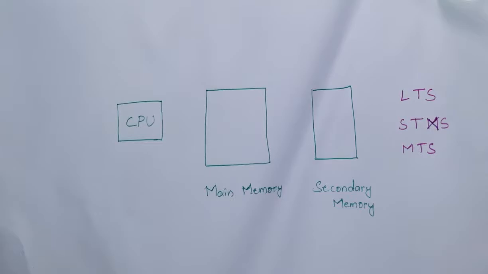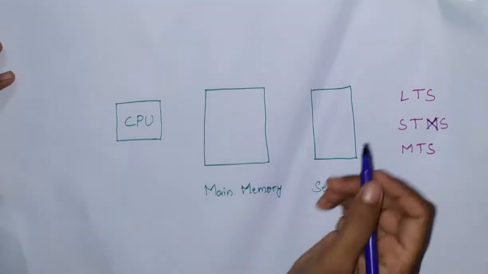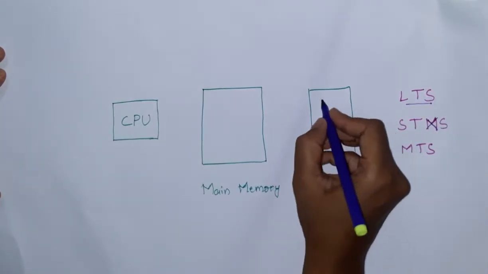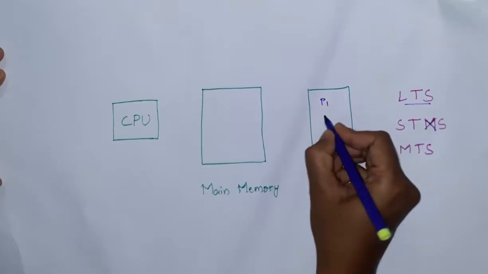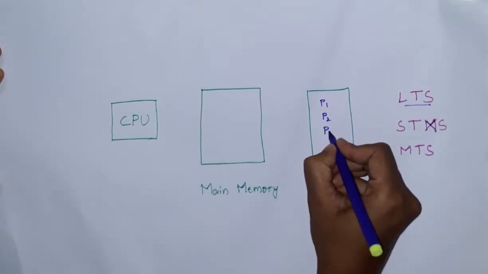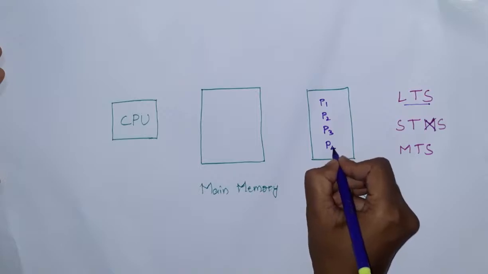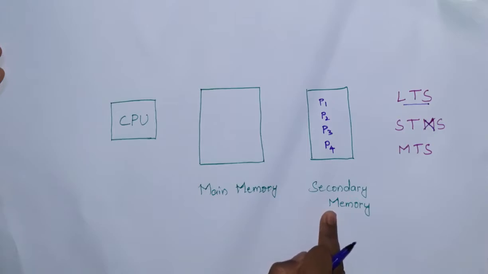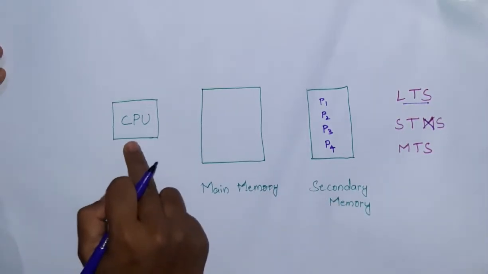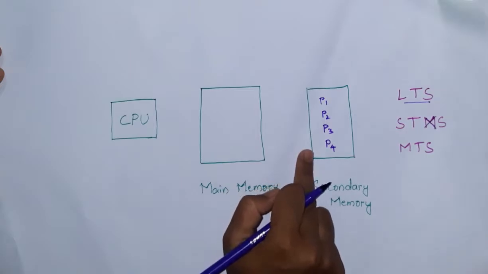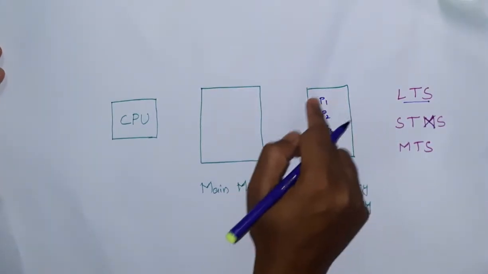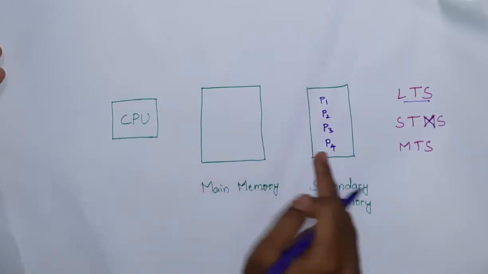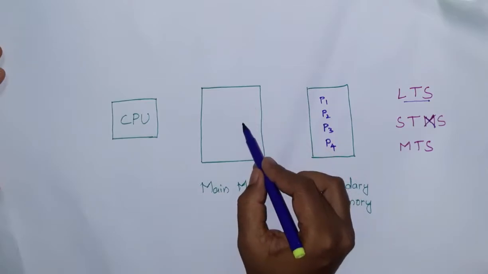So what is the difference between these three schedulers? See, the work of the long term scheduler. Let us say here processes P1, P2, P3, P4 are there. This is the CPU, this is the main memory and this is the secondary memory. As we all know, if the CPU wants to execute these processes, then the processes available in secondary memory have to be loaded into the main memory.